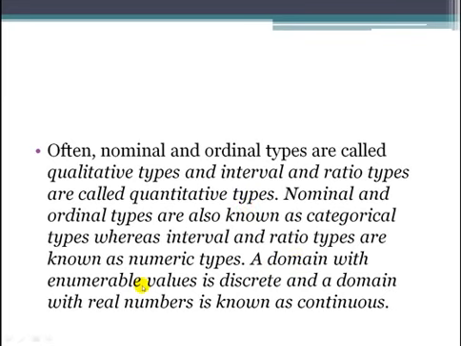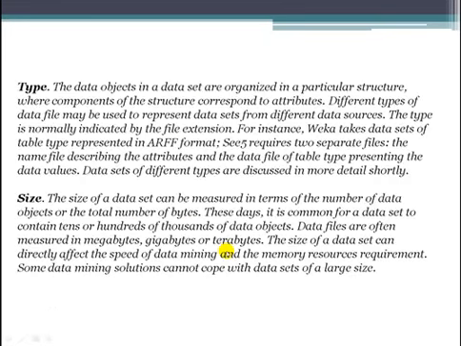A domain with enumerable values is discrete. That means countable values are discrete. But if we talk about all the real numbers between 0 and 1, those are not considered to be countable, and so we're going to call that a continuous domain.